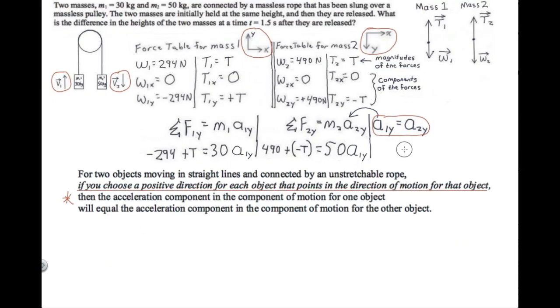In our solution, we used this equation. We used this rule to justify the equation. Now, in this part of the video, I want to demonstrate that this rule really is correct. And furthermore, I want to show you that the rule only works when we choose a positive direction for each object that points in the direction of motion for that object.